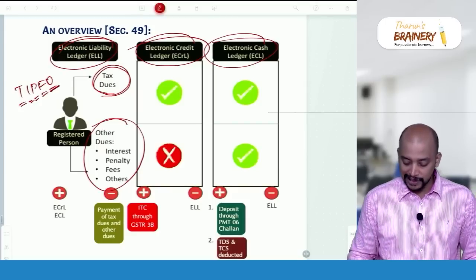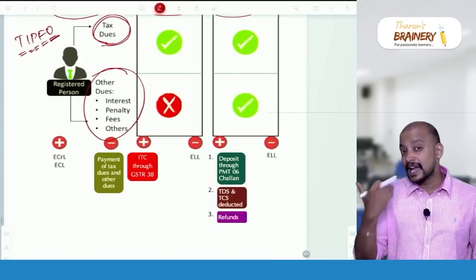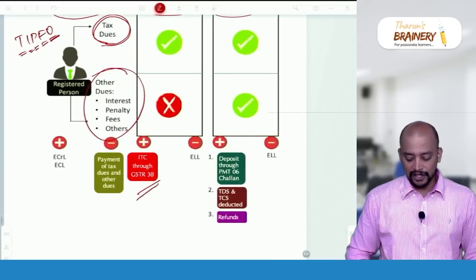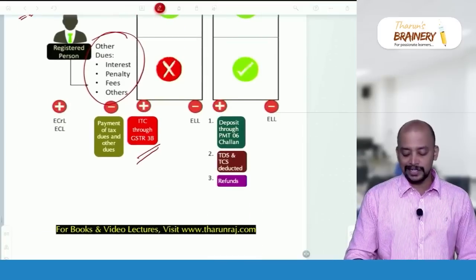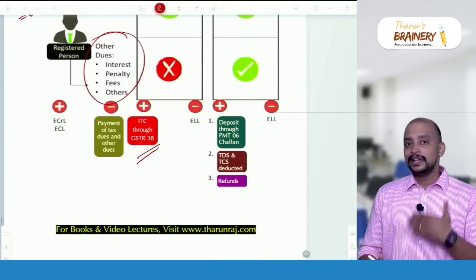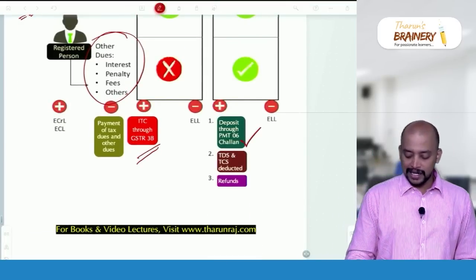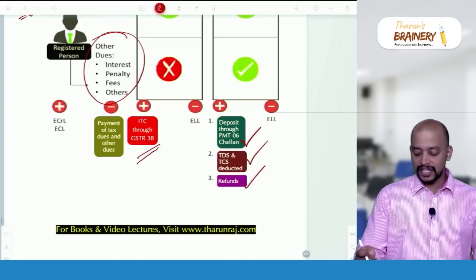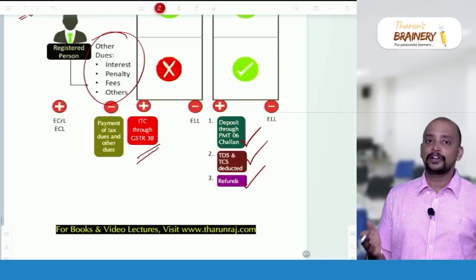How will money come into the credit ledger? Whenever we avail the ITC through 3B, that money will come into the credit ledger, which will be used for payment of liability. How will money come into the cash ledger? Whenever we make a deposit into the cash ledger through challan, or through TDS or TCS deducted by the recipient, and refunds, that will come into the cash ledger, which will be used for payment of our liability.